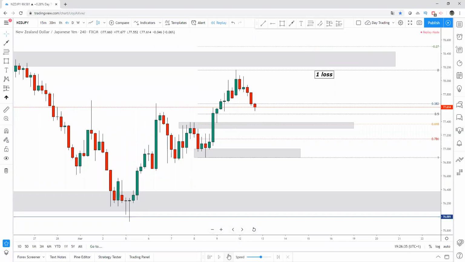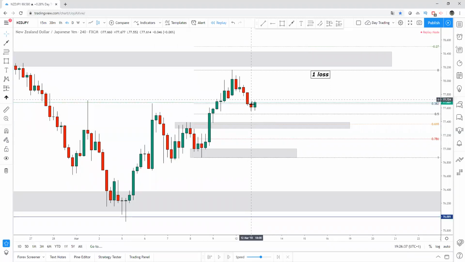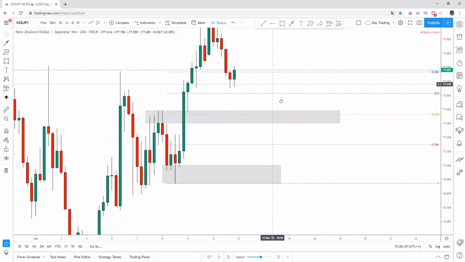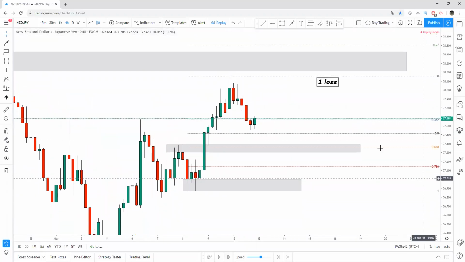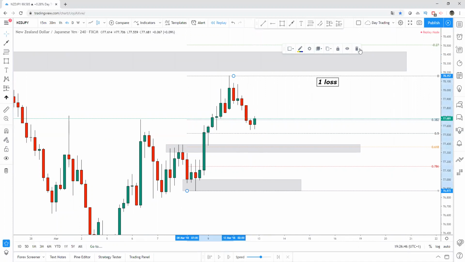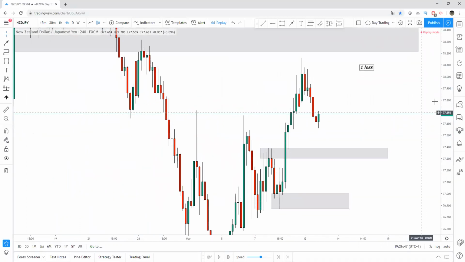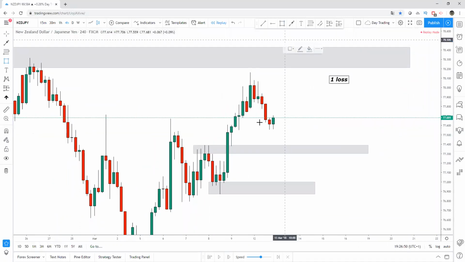And we wait for 2 4-hour candles of rejection. So is this 2 4-hour candles? Well, I wouldn't say. They're kind of too little. What do you think, guys? I'd wait for more confirmation.